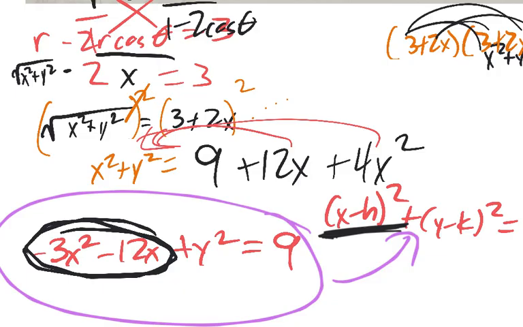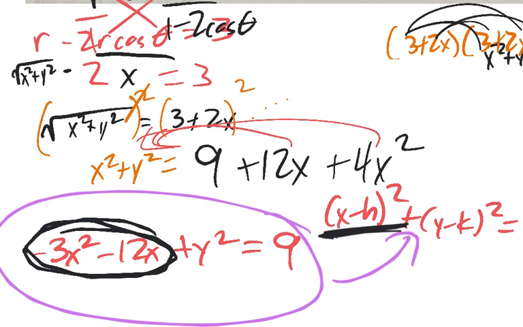What is this really? X minus h squared means I really want x minus h times x minus h. That's what x minus h squared is. Which means I need to turn this into something that I can factor and get the same parentheses twice. Complete the square. I need to complete the square of this.